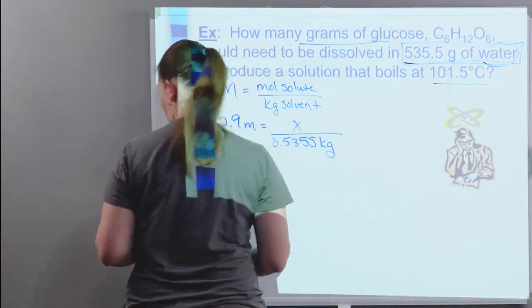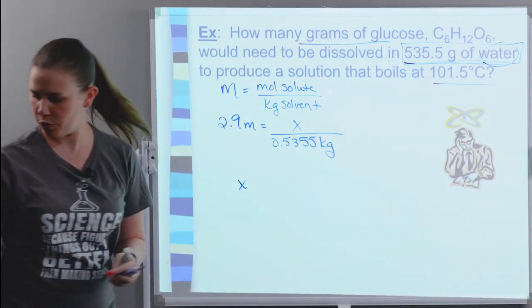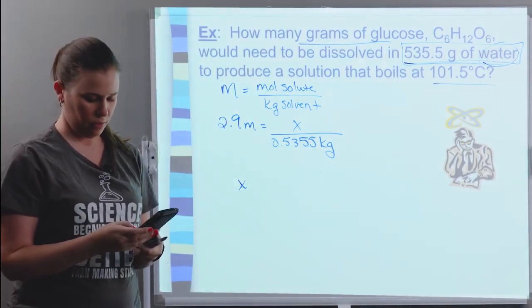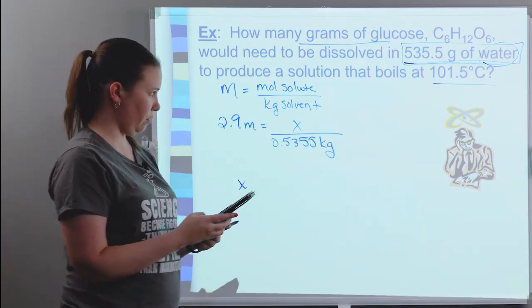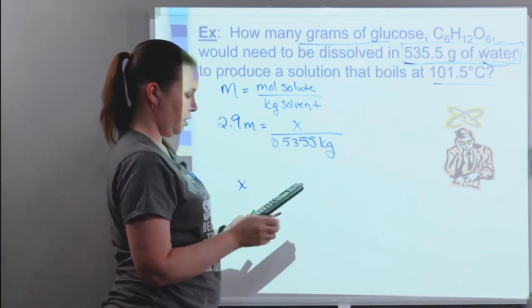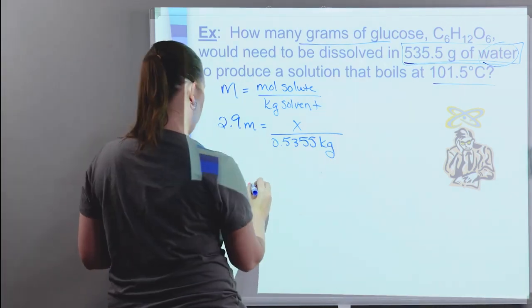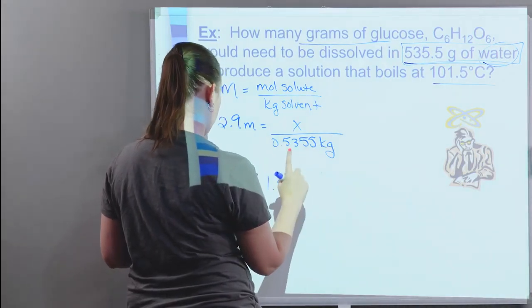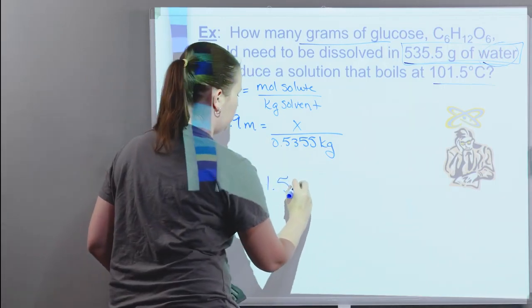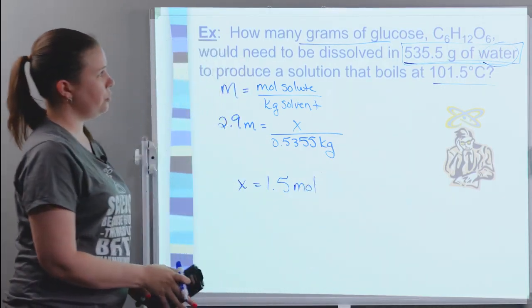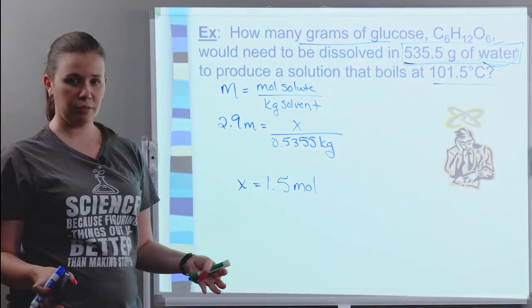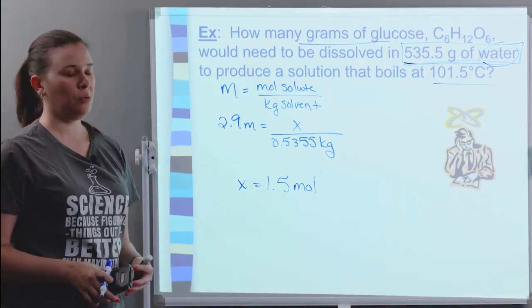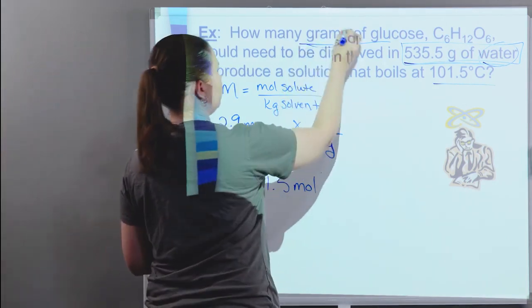So let's do our 2.9 times the 0.5355. And so we get 1.54. So 1.5 with 2 sig figs moles. Did we answer the question? Done a lot of work to get to this point, but it does specifically ask for grams.